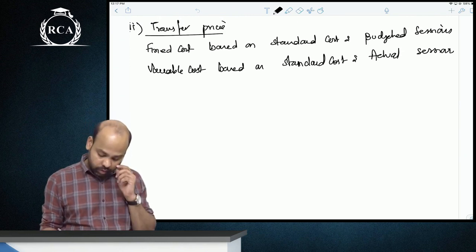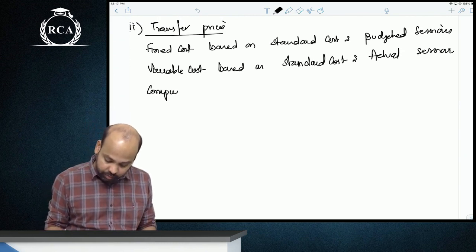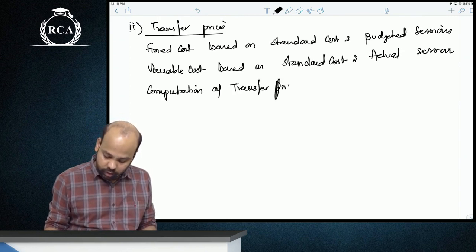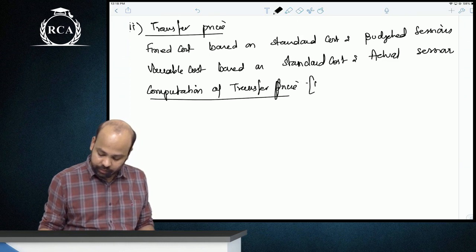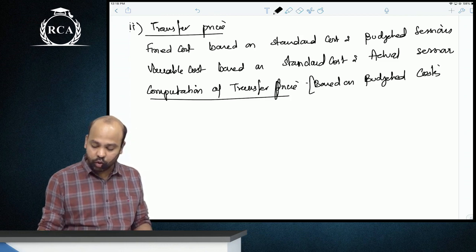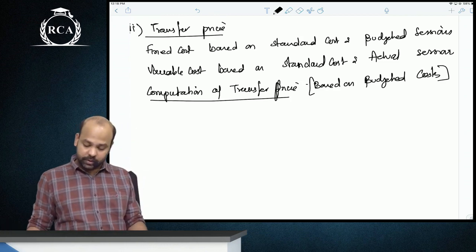We will now do the computation of transfer price. Remember, it should be based on budgeted cost. Always based on budgeted cost. That is what is standard cost. When they say standard rate, we have read the question already. If you want, you can read the question again once.